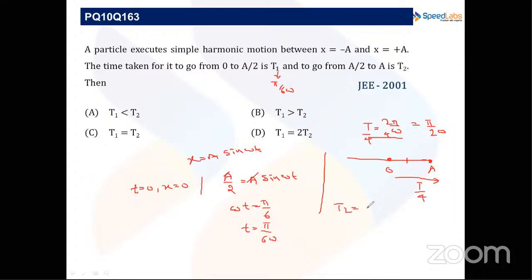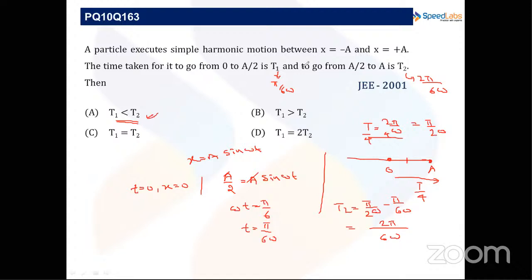So t2 is nothing but pi by 2 omega, that is 0 to A, minus 0 to A by 2, that is pi by 6 omega. So you take LCM as 6 omega only. So this is 3 pi minus pi, that is 2 pi. So this is 2 pi by 6 omega, and that is t2 is 2 pi by 6 omega, and that is just pi by omega. So t2 is greater. So option A is answer.